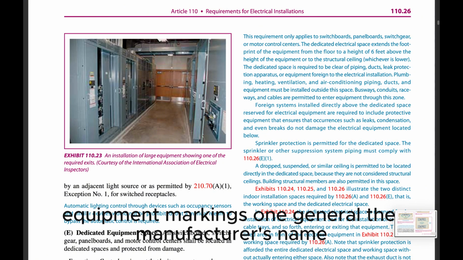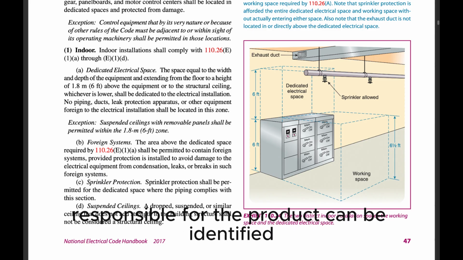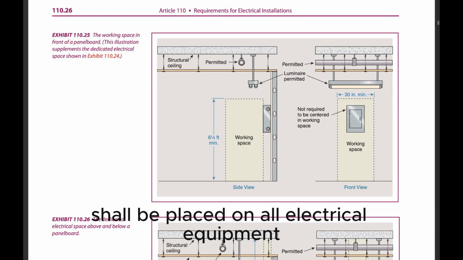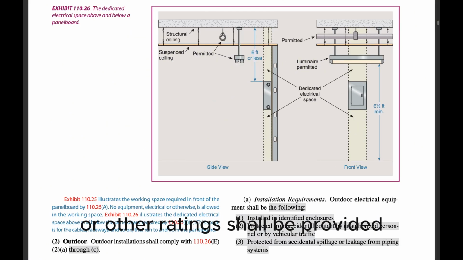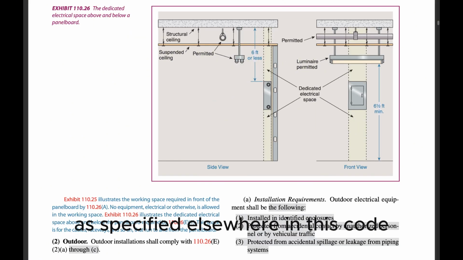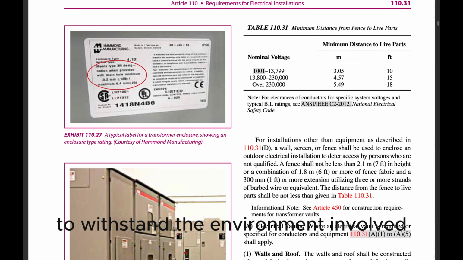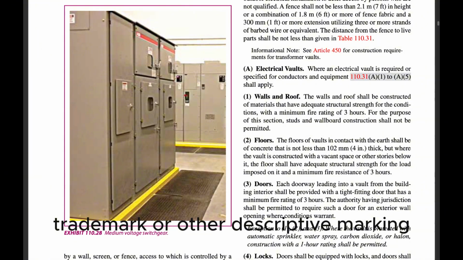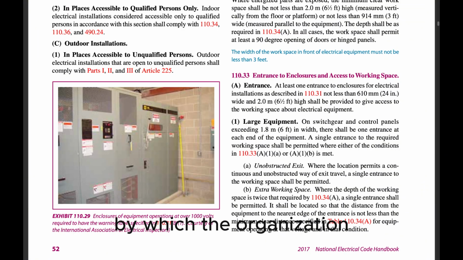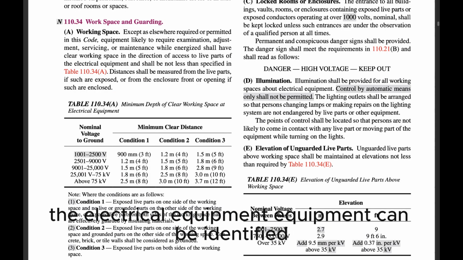Equipment markings. 1. General. The manufacturer's name, trademark, or other descriptive marking by which the organization responsible for the product can be identified shall be placed on all electrical equipment. Other markings that indicate voltage, current, wattage, or other ratings shall be provided as specified elsewhere in this Code. The marking or label shall be of sufficient durability to withstand the environment involved. 2. Reconditioned equipment shall be marked with the name, trademark, or other descriptive marking by which the organization responsible for reconditioning the electrical equipment can be identified.